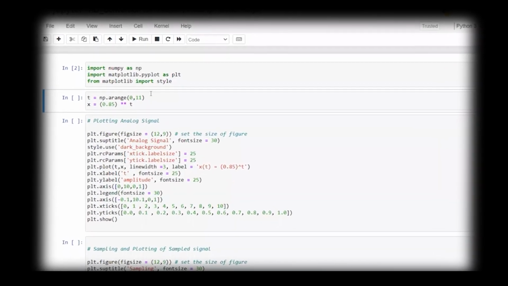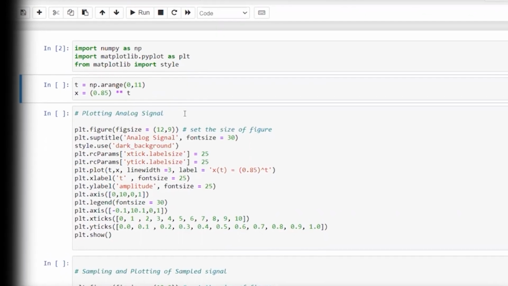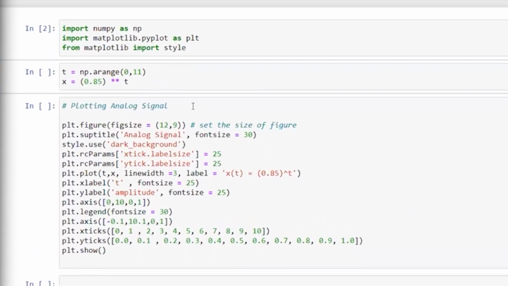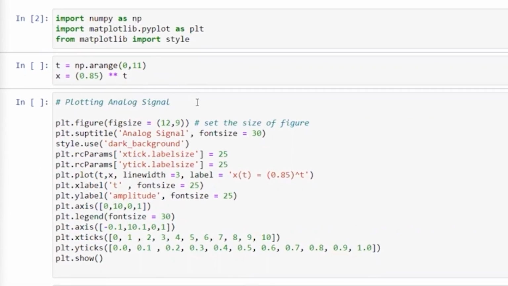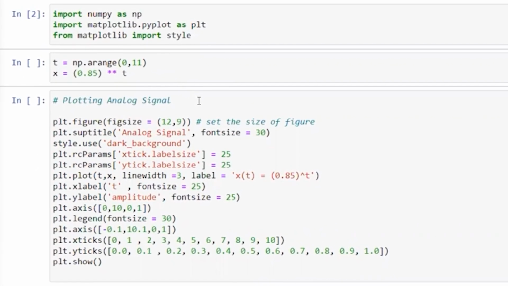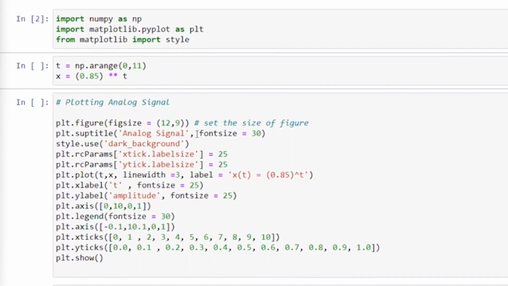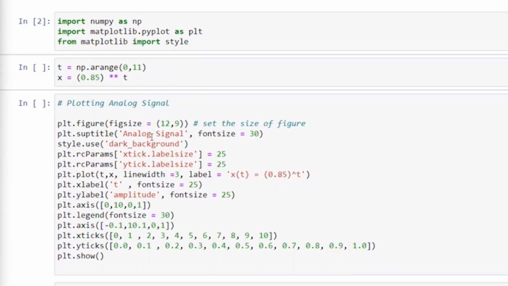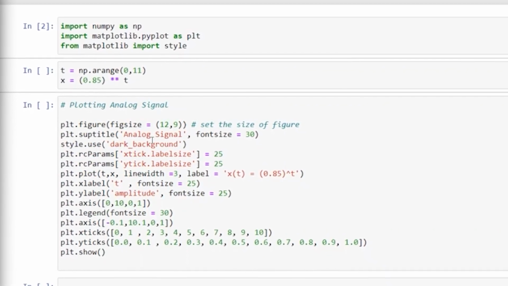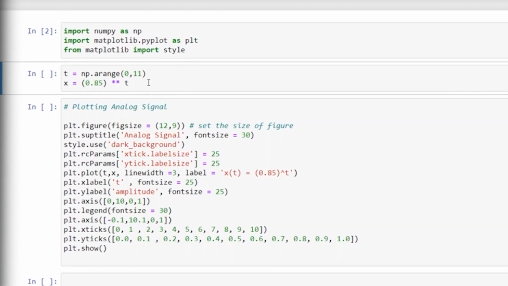So first of all, we have to do a bit of analysis. If you remember from our previous class, the analog signal we studied was 0.85 raised to the power of t. For generating it, we used the NumPy library from Python and created our number array from 0 to 11. Now, we know from our earlier lectures that NumPy's range function goes from 0 up to 10 because it does not include the last number. So to generate the signal, we only get values from 0 to 10.